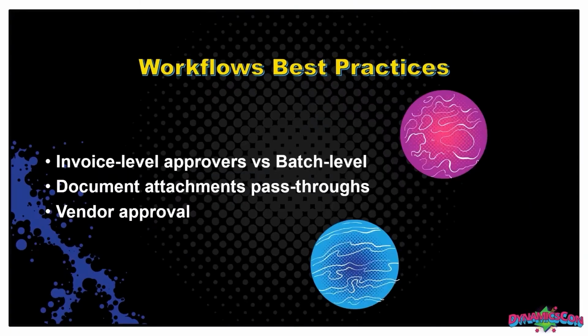So best practices, again, you have to make the decision, invoice level or batch level. Document attachment pass-throughs, a must, I think. And then turn on that vendor approval. Even if you're not going to do your AP invoices in GP using workflows, look into using the vendor approvals. It secures your vendors unlike nothing else. I mean, literally nothing else can lock down your vendors the way that approvals on workflows can for vendors.